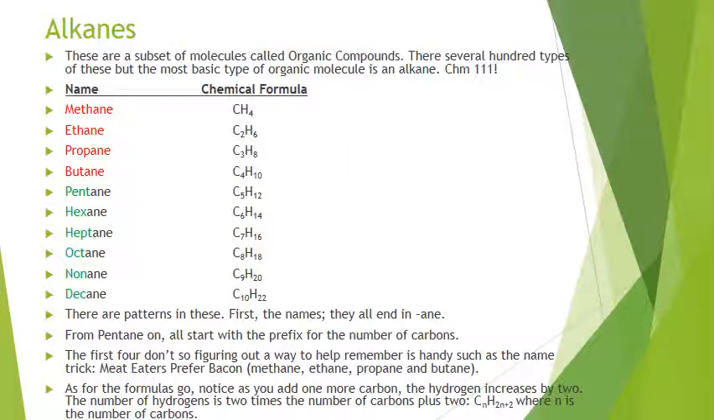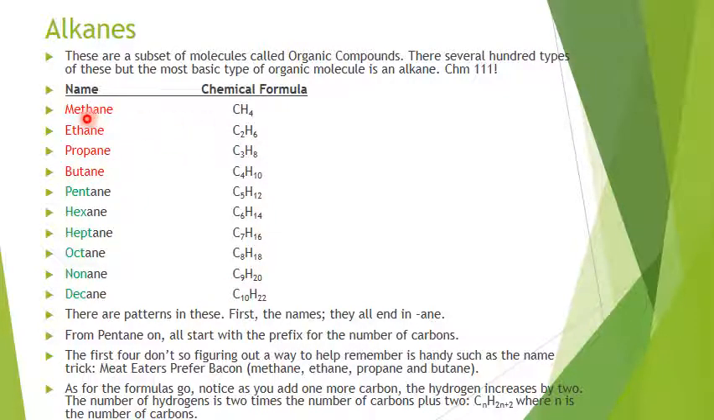Okay, the next ones are the alkanes. And there's 10 of these. These are a subset of organic compounds. If you go further on into chemistry, eventually take organic chemistry, or if you take Chem 111, you will run into these again. All right, so there's 10 of them. And let's go over each one of them. Now that might sound overwhelming that there's 10 of them, but you'll notice that there's patterns.